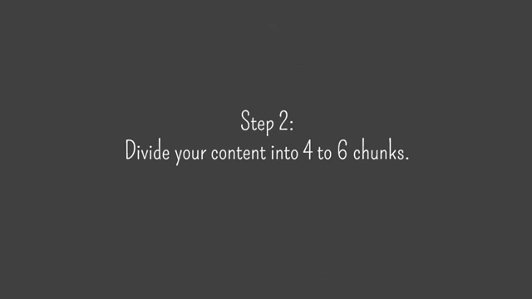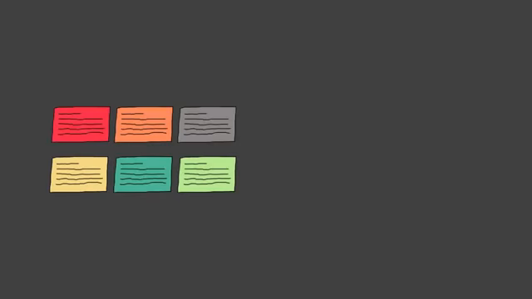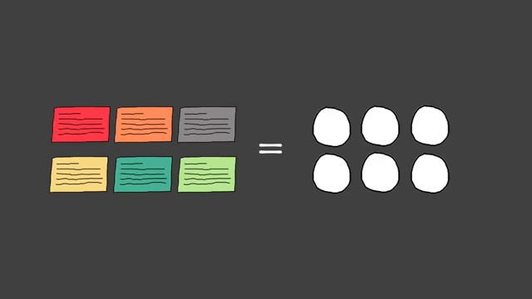Step 2, divide your content into 4 to 6 chunks. It's important to divide the content into the same number of chunks as the number of students in each group. So if you have 6 students per group, break your content into 6 chunks. If you're only going to have 5 students in each group, then you'll only need 5 chunks.